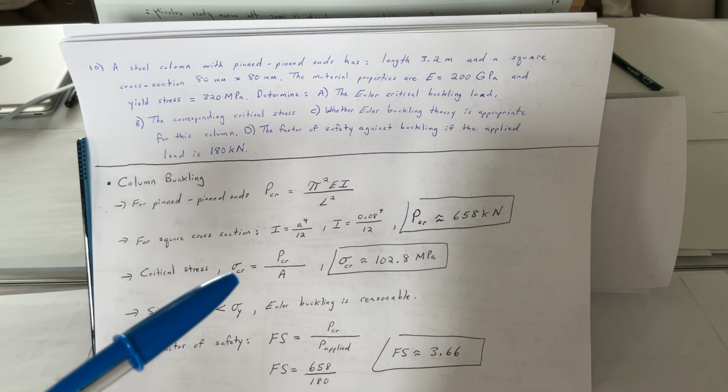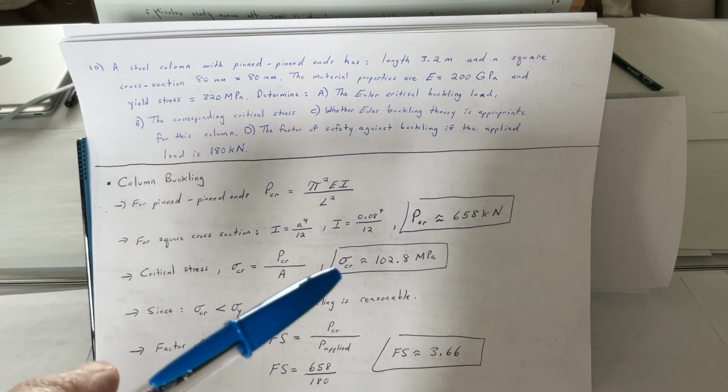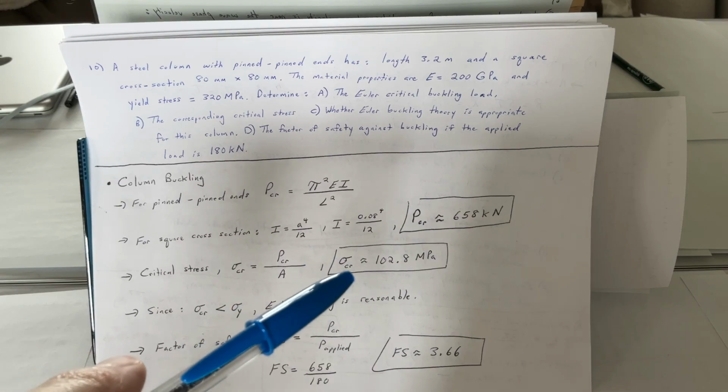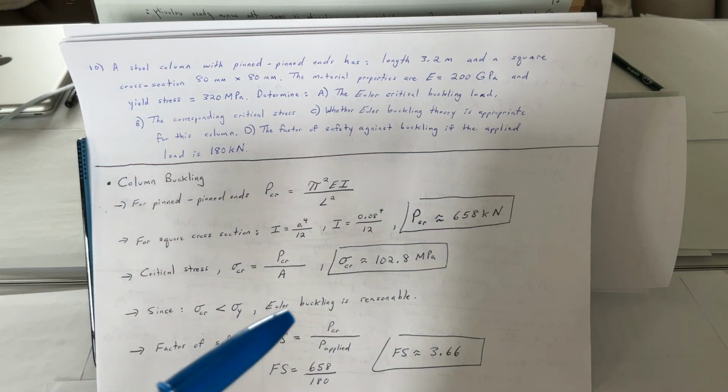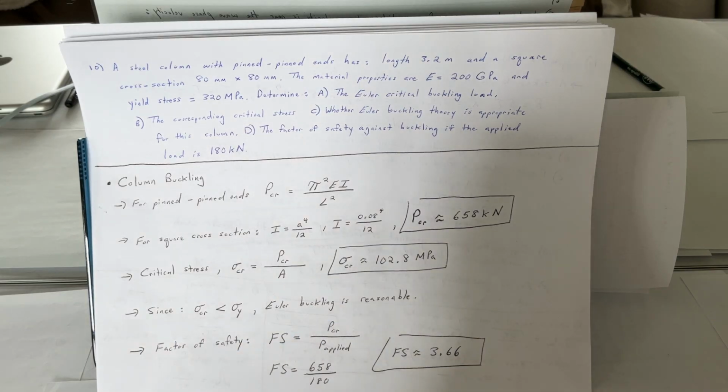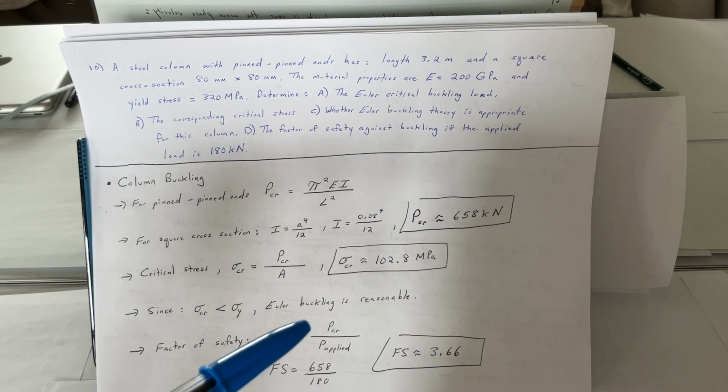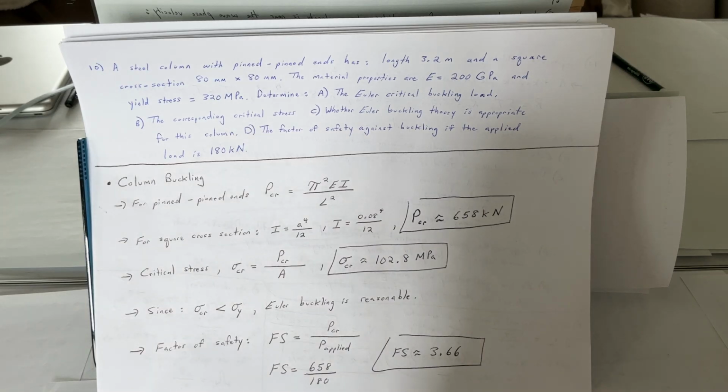Critical stress, that's sigma sub CR is P CR over A. So we're going to wind up with sigma sub CR is 102.8 MPa. And since our sigma CR is less than sigma Y, Euler buckling is reasonable for this situation. And our factor of safety, Fs, is P sub CR over P applied, Fs equals 658 over 180, so the Fs is about 3.66. Okay, so that takes care of that one.